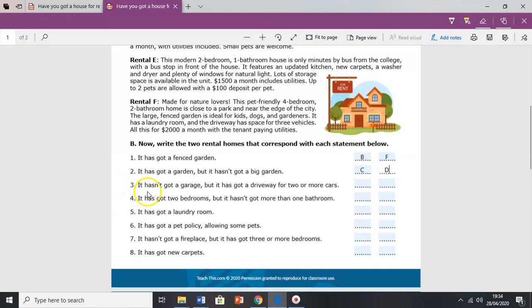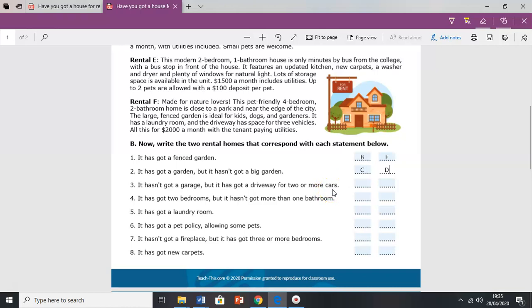So, number 3, it says it hasn't got a garage, but it has got a driveway for 2 or more cars. Okay, a driveway for 2 or more cars. So driveway is the important word. 2 or more cars. So not necessarily they're going to say 2, but they might say 3 or 4. In another type of text, if it was a little bit less formal, they might say a couple of cars. So cars.